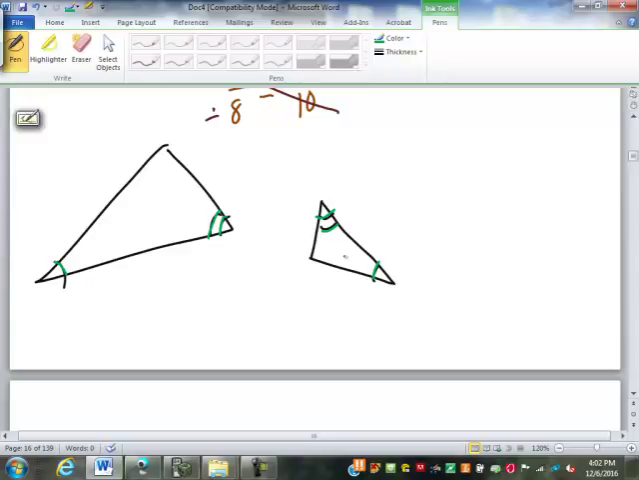If those angles are equal, what does it tell us about this third one? They have to be equal as well. If 2 of the 3 angles are equal, the third one has to be. If all 3 angles are equal, then these triangles are similar. Let me change that just a little bit here.